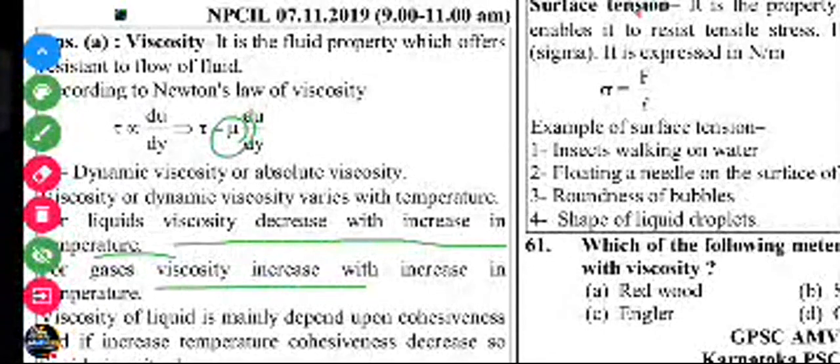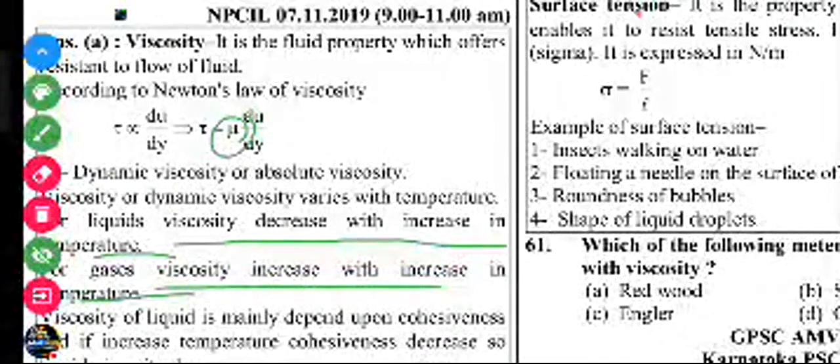Resistance to flow of the fluid, according to Newton's law of viscosity, is directly proportional to du by dy. Dynamic viscosity or absolute viscosity is mu. The viscosity varies with the temperature: for liquids, viscosity decreases with the increase in temperature, and for gases, viscosity increases with the increase in temperature. Viscosity of liquid mainly depends upon cohesiveness, and if temperature increases, cohesion decreases, so liquid viscosity decreases.